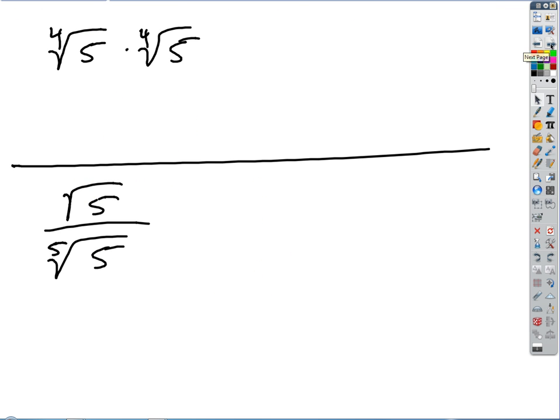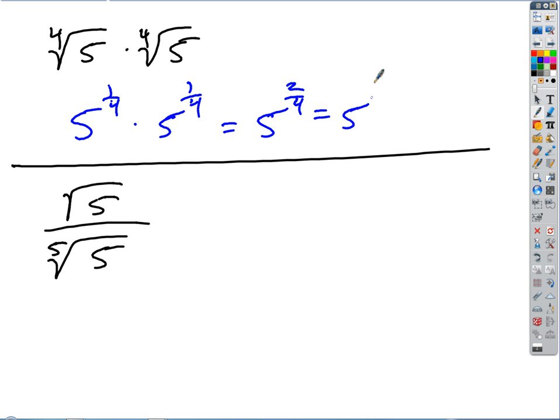What about this one? It's just the square root of 5. How'd you get it? Because you just multiply two roots together and it cancels out. So we get 5 to the 1/4 times 5 to the 1/4, which is 5 to the 2/4, which as a radical is just the square root of 5.